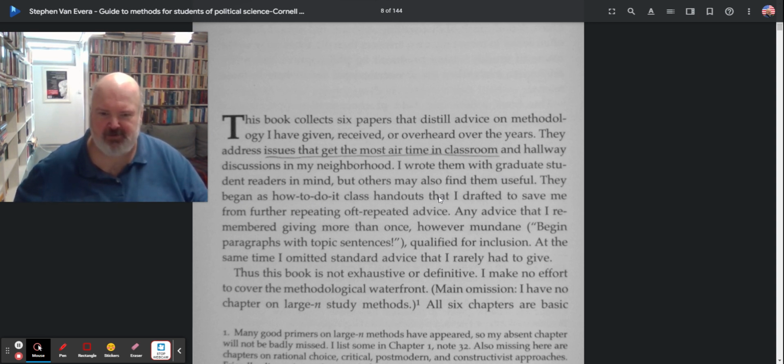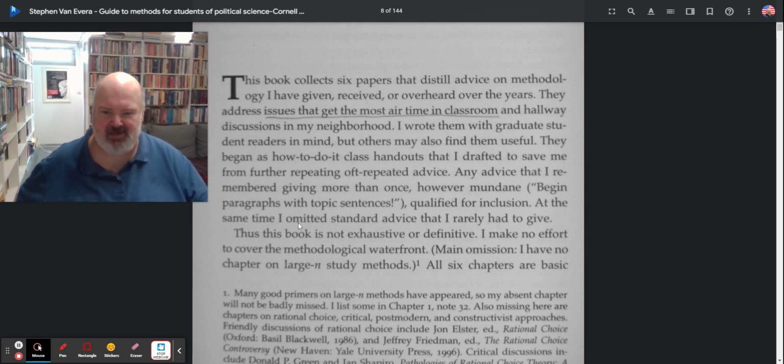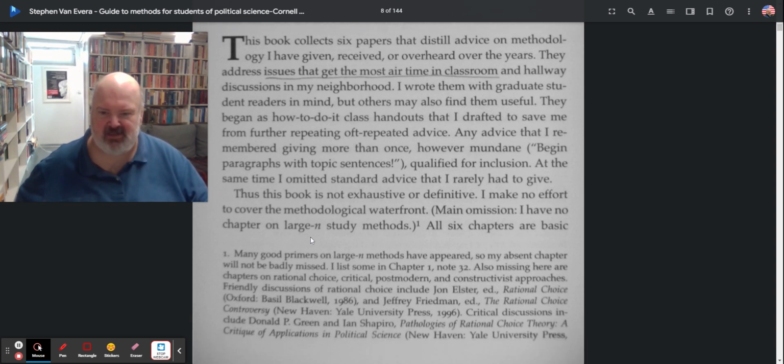I began a how-to handout that I drafted to save me further explaining of oft-repeated advice. Right, any advice I began repeating more than once, however mundane, qualified for inclusion. At the same time, I omitted standard advice that I rarely had to give. Thus, this book is not exhaustive or definitive. I make no effort to cover the methodological waterfront.